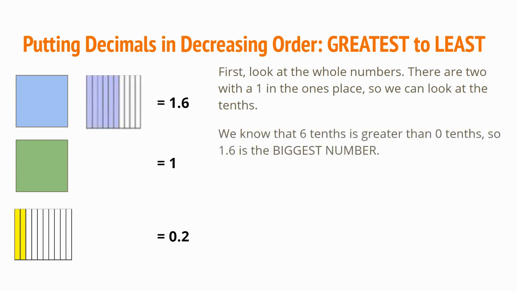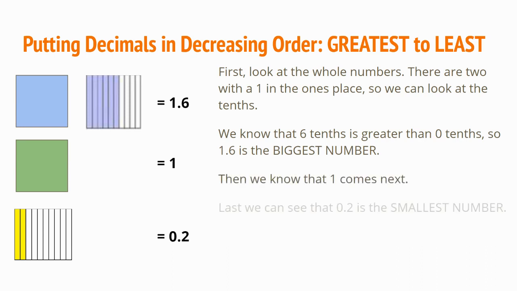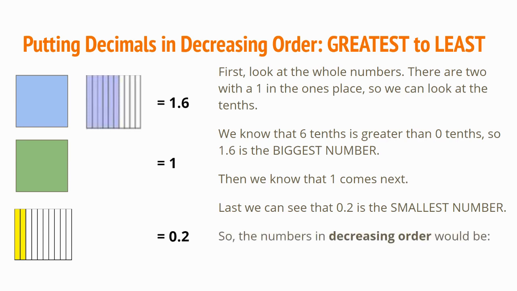6/10 is greater than 0/10, so 1.6 at the top is the biggest number. This then tells us that 1 comes next, and so of course 0.2 is the smallest number. So in decreasing order, the numbers would be 1.6, 1, and 0.2.